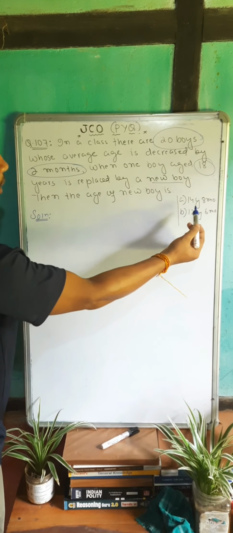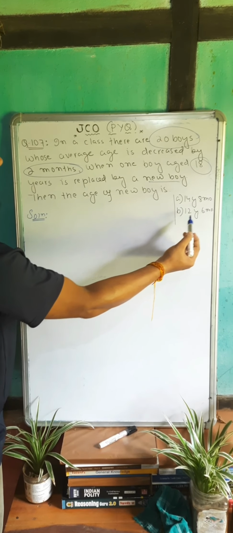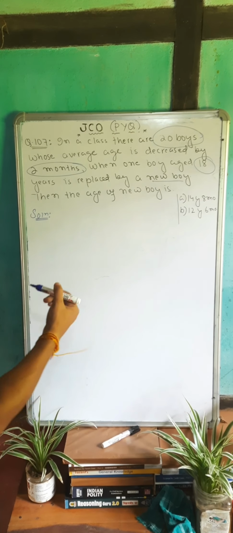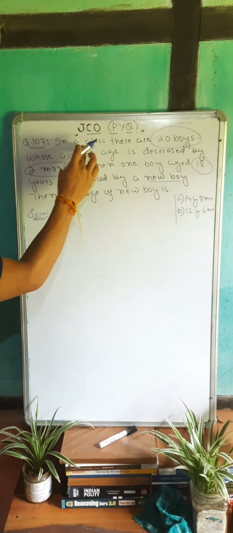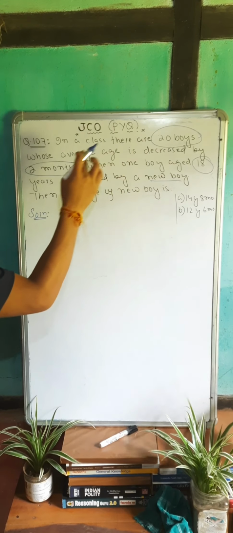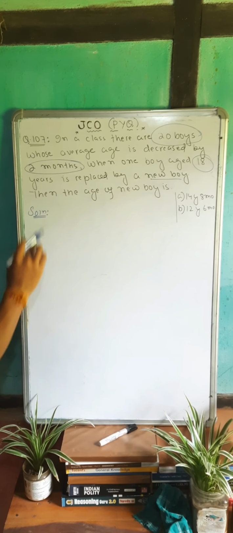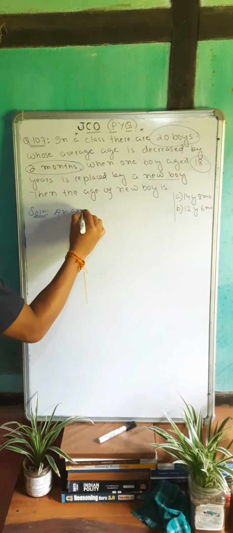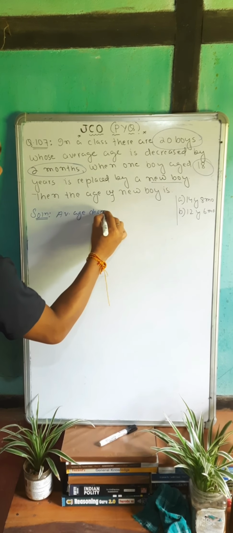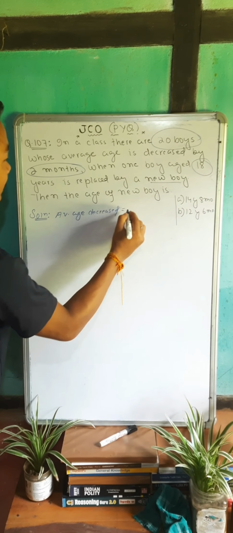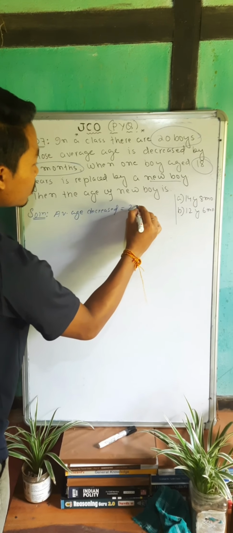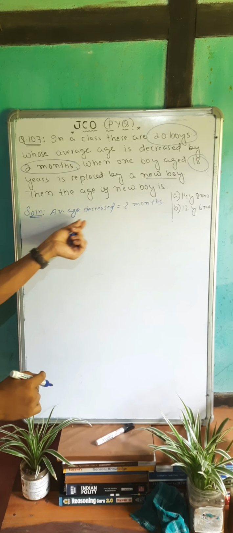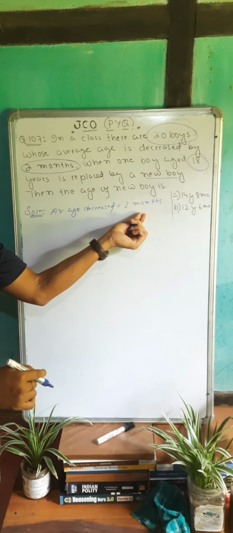And the answers given are 14 years 8 months and option B, 12 years 6 months. So what is the age of the new boy? We need to find. So let us solve the question now. In a class there are 20 boys whose average age is decreased by 2 months. So average age decreases 2 months. Average age decrease in 20 boys is 2 months.